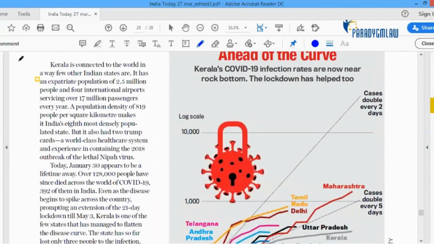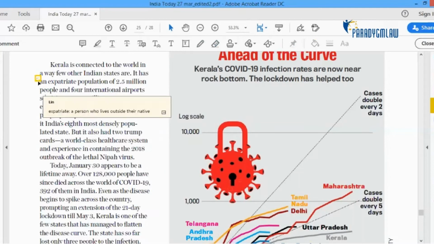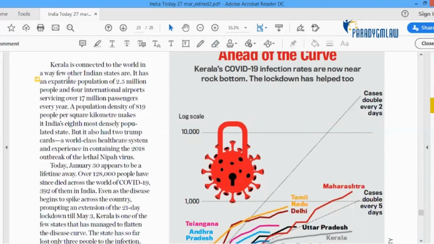We've come to the second paragraph. Here we're looking at how Kerala is connected to the rest of the world, unlike a lot of other states of India, and this is because of the expatriate population. Now, expatriate population is nothing but a person who lives outside their native place. So, we have a lot of instances of Kerala citizens going out of state to work. This could include international people also.